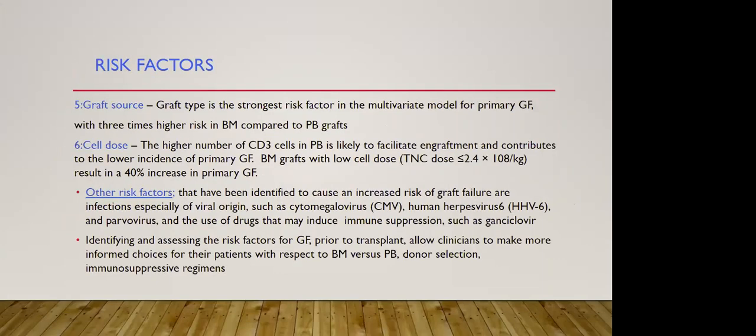And next, we'll see about the graft sources. Graft source of bone marrow is consistently associated with a delay of neutrophil and platelet engraftment. So cell dose, CD3 cells in peripheral blood stem cells likely facilitate engraftment, as we know, and contribute to a lower incidence of primary graft failure. In bone marrow grafts with a low cell dose, a total nucleated cell dose of less than 2.4 x 10^8 per kg results in a 40% increase in graft failure.